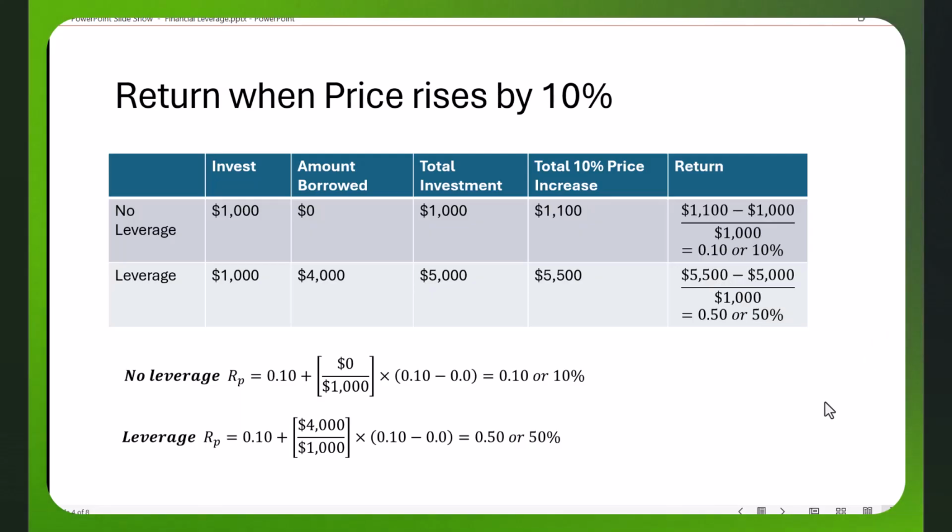If we want to plug into the equation we had before, the return on the portfolio here is going to be 10% plus, this is going to be 0, so this is all going to drop out. You're going to get a 10% return. With the leverage, it's going to be 10% plus the 4,000 over 1,000 times 10% minus 0 borrowing cost. So 4 times 10% is 40% plus the 10%, you get the same 50% return.